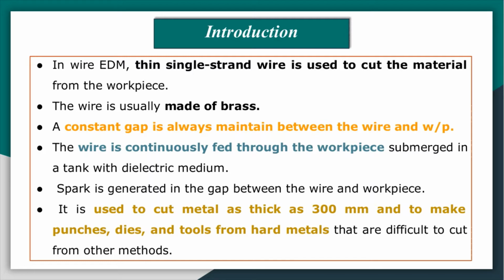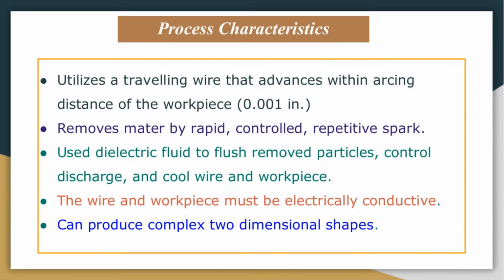So the process characteristic of the wire EDM process is that it utilizes a traveling wire that advances within an arcing distance of the workpiece. So this interelectrode gap is maintained at 0.001 inch. It removes material by rapid, controlled and repetitive spark action. So the spark occurs between this wire and the workpiece.